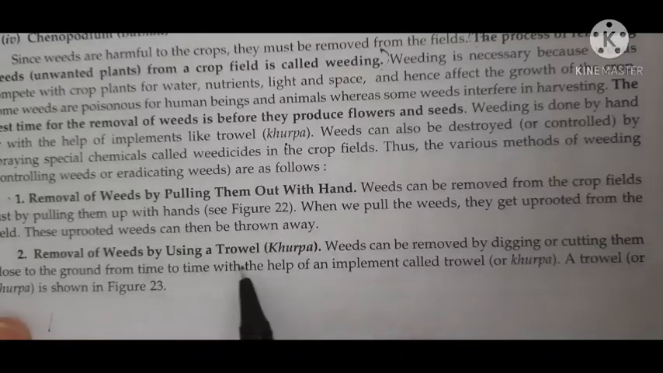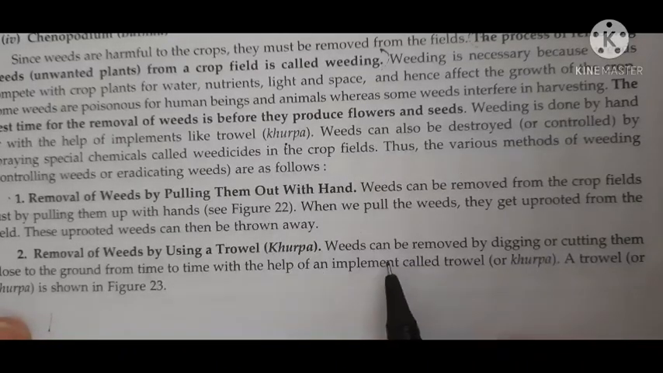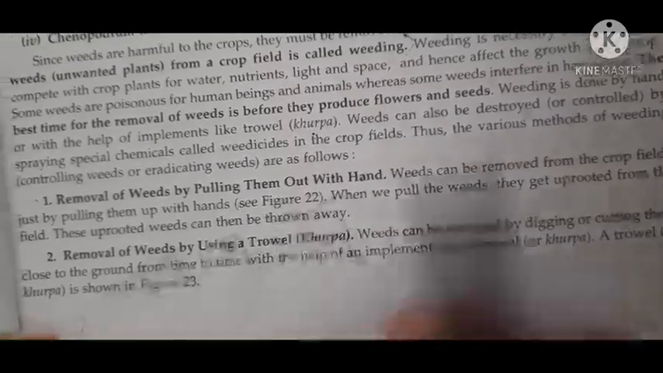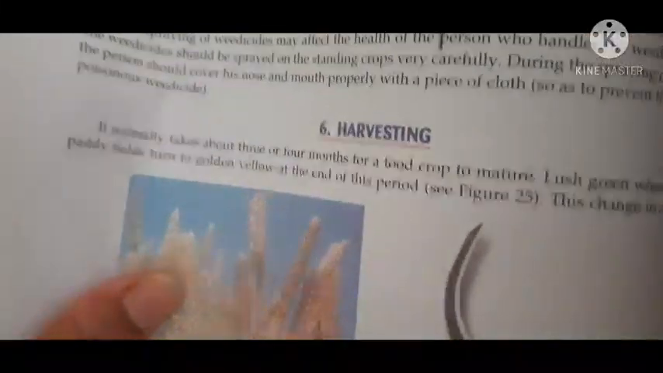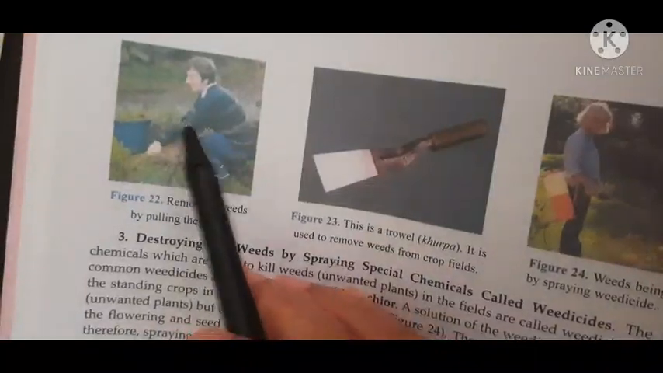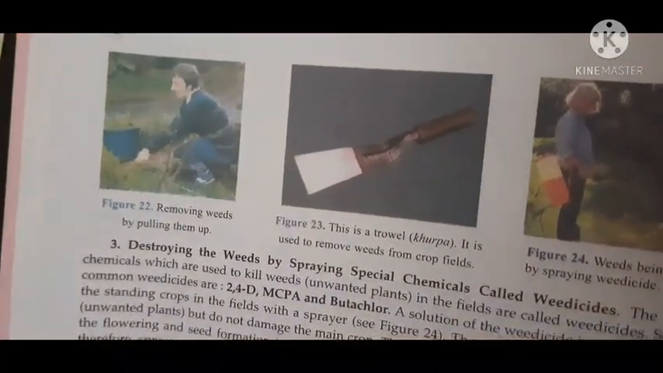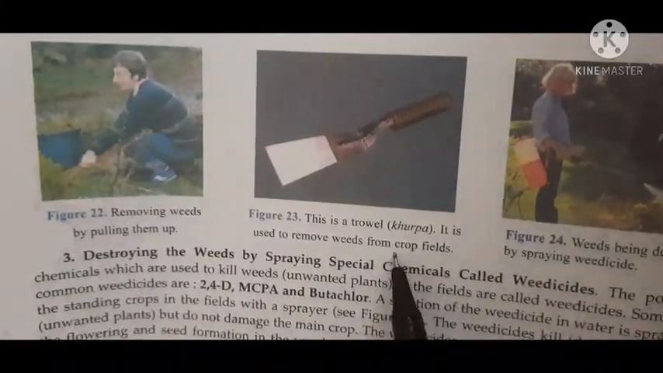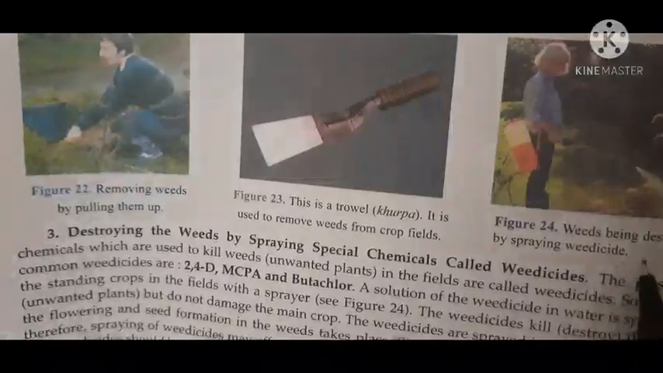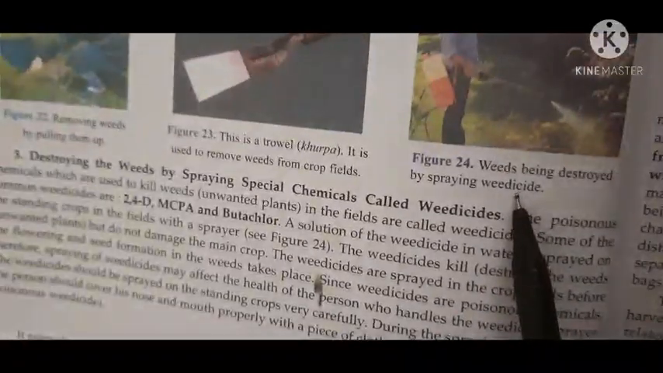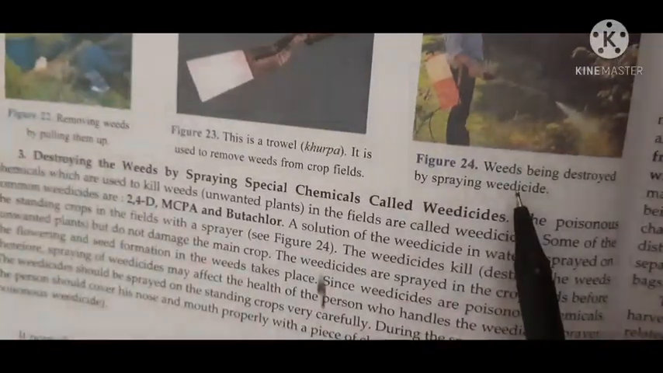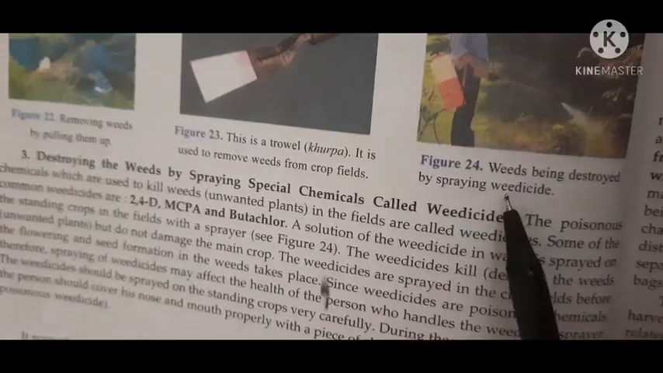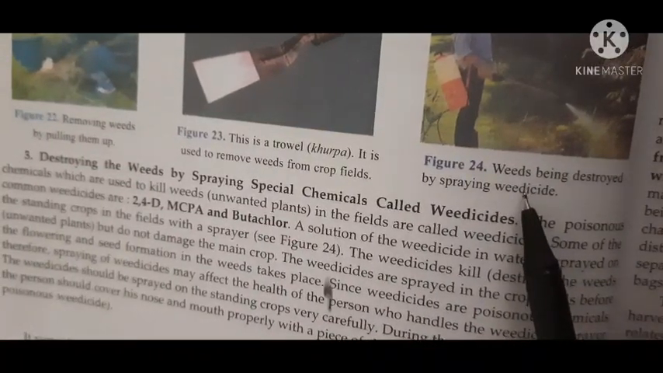Removal of weeds by using trowel, that is khurpa. Okay, so weeds can be removed by digging or cutting them close to the ground from time to time. You can see here in this picture. Here you can see, so this is removal by hand. This is the khurpa, and it can be removed by khurpa also. Okay, trowel, it is used to remove weeds from the crop field, or by using certain chemicals which are called weedicides. Okay, the weeds can be destroyed by using certain chemicals which are called weedicides.